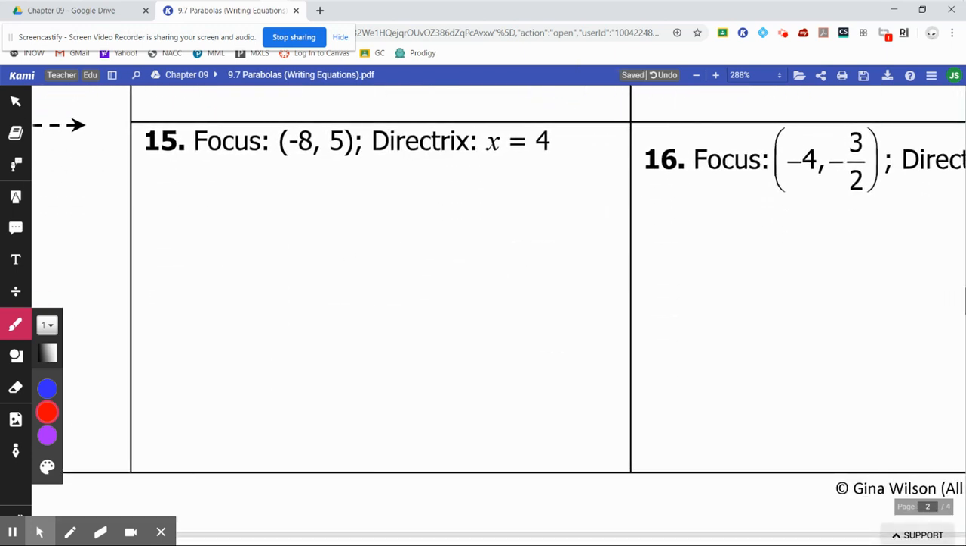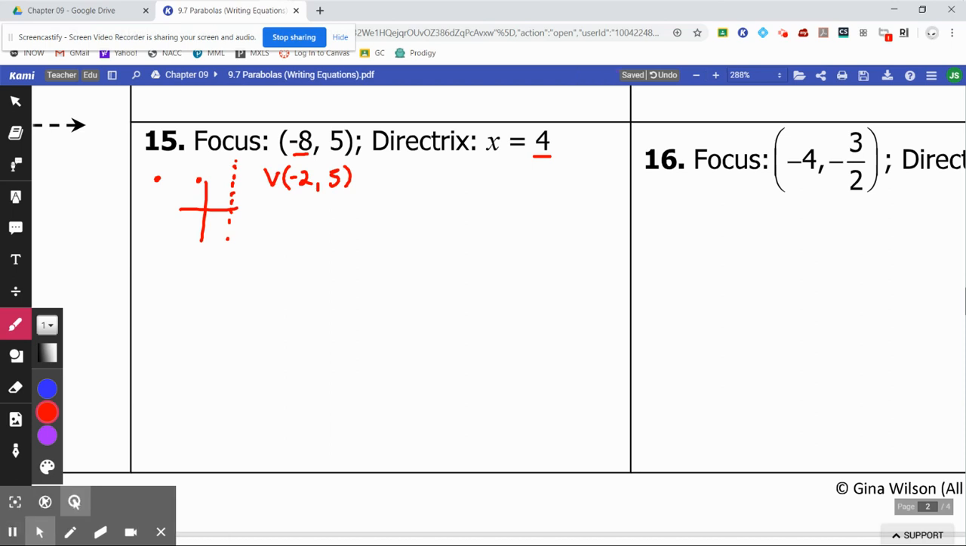We have a focus and a directrix. Our focus is at -8, 5. Our directrix is x equals 4, so that'd be way over here. Our vertex is going to be directly in between them, so the y value will be the same as the focus. Our x value will be directly in between this x value and this x value. To find it, you add them and divide by 2. -8 and 4 is -4 divided by 2 gives you a -2, and there's your vertex.